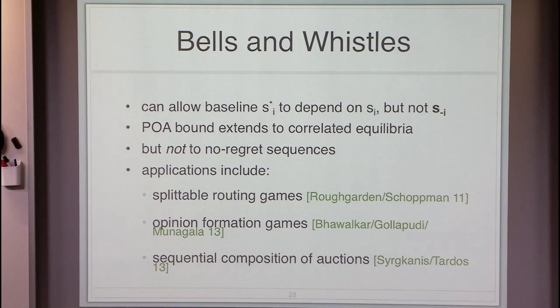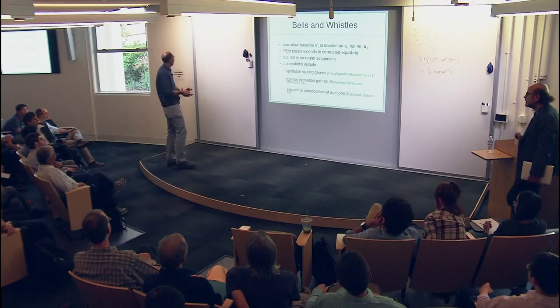Can I ask the same question for coarse correlated equilibria and smoothness? Are there any examples that have a gap? Oh, okay. In fact, that's a good question.